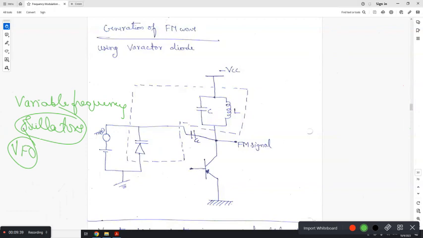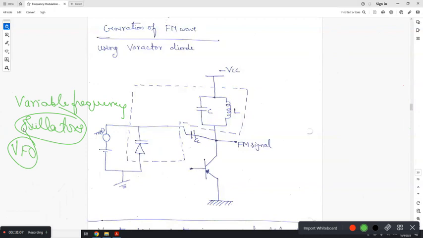An oscillator can generate a constant oscillation. If I design an oscillator to generate a 10 kilohertz sine wave, it will generate a 10 kilohertz sine wave continuously. Such oscillators are not called variable frequency oscillators; those are called fixed frequency oscillators. But variable frequency oscillators are those which will generate a variable frequency.